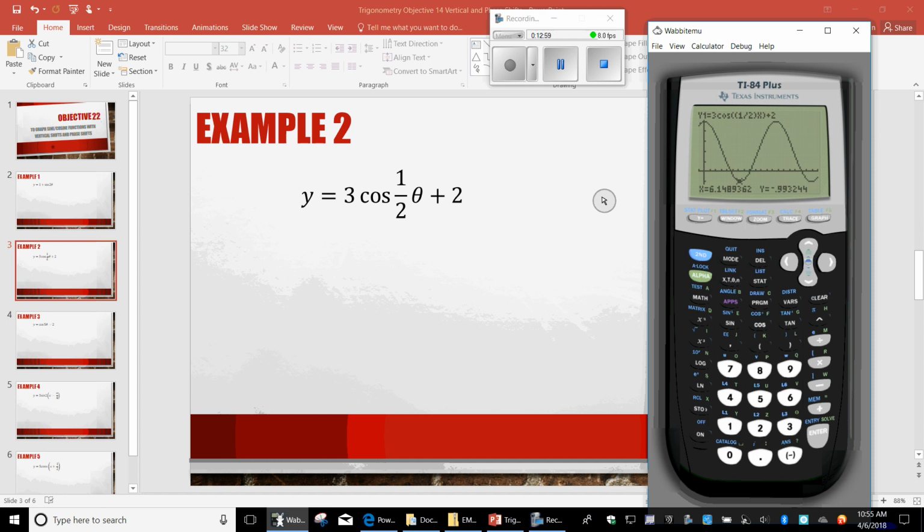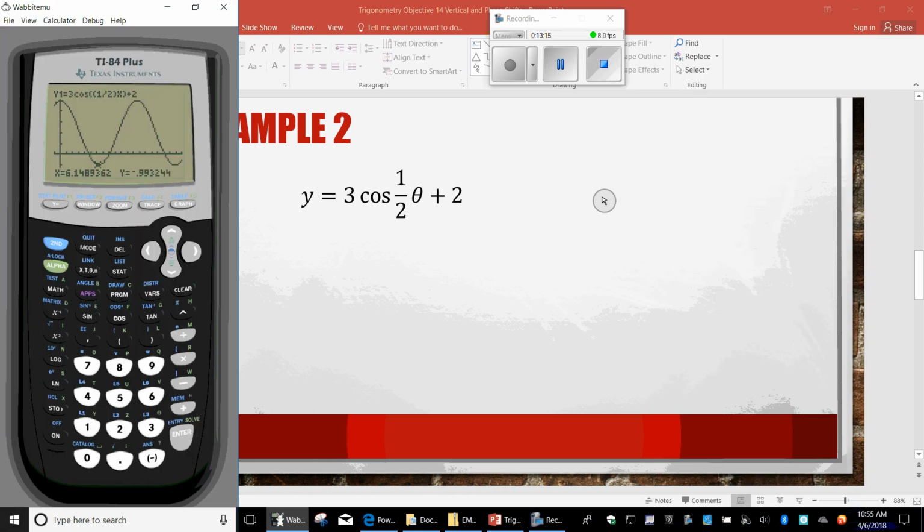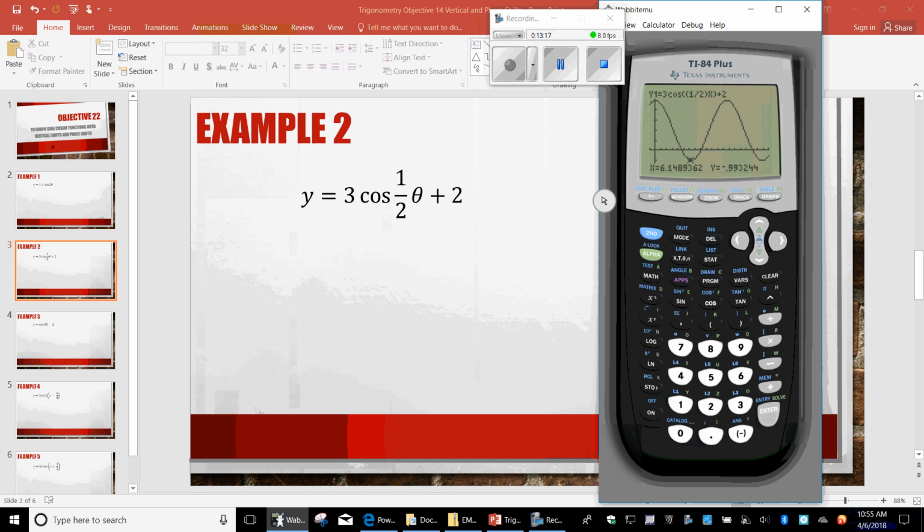So what is 2 pi? 6.28. So look down here. I used my trace button. I got close to 6.28. I got 6.14, and you can see you're right around negative 1. Okay, you're right around negative 1. So any questions on how to use your calculator to kind of check to see if your points are correct?